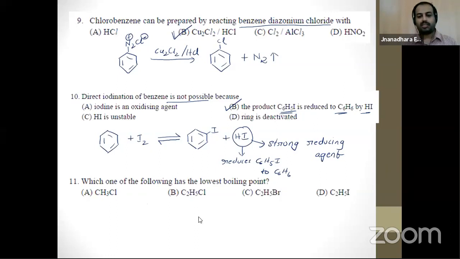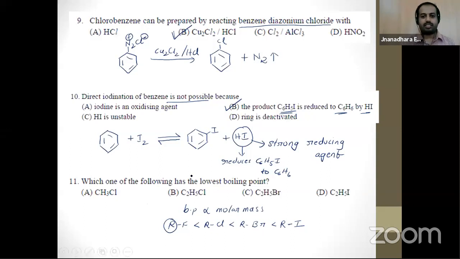Remember two things. Boiling point is proportional to molecular mass, the molar mass. And for a given R group, boiling point varies like this: RF lower than RCl, lower than RBr, lower than RI. So this is the boiling point order for a given R group. If the R group is the same, then iodide will have the highest boiling point. Now let's check out the answer.